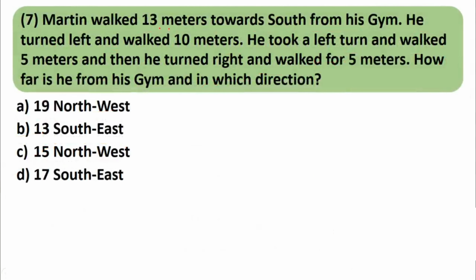Martin walked 13 meters towards south from his gym. He turned left and walked 10 meters. He took left turn and walked 5 meters, and then he turned right and walked for 5 meters. How far is he from his gym and in which direction? Again, very easy. This is our north side. Okay, this is the gym.